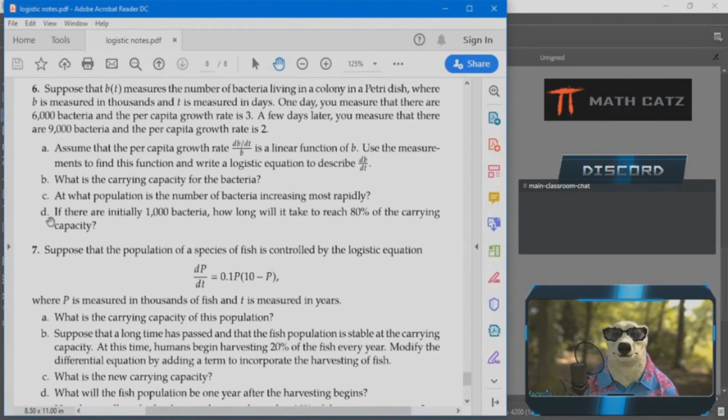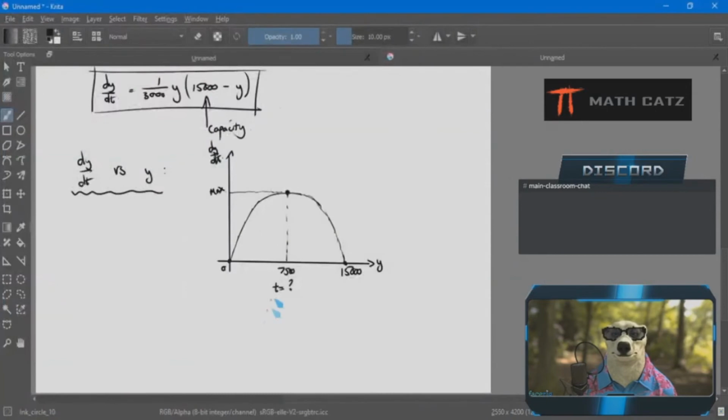So the last part of the question is, if there are initially 1,000 bacteria, how long will it take to reach 80% of the carrying capacity? And perhaps we also want to know here, this is 50% of the carrying capacity. When does that happen? But once we have the function, we can answer all the questions they want.